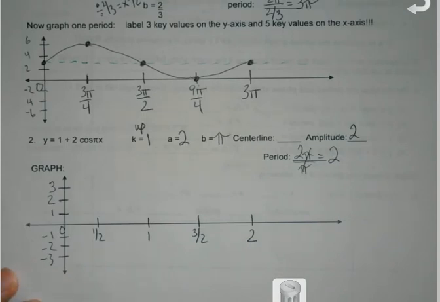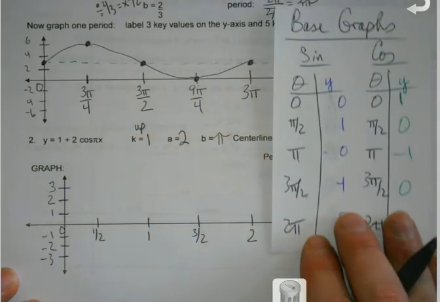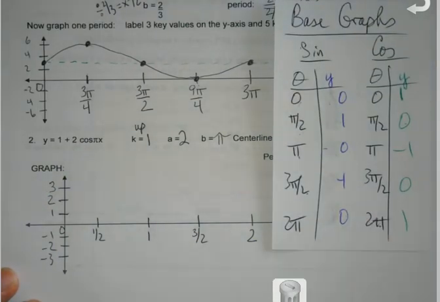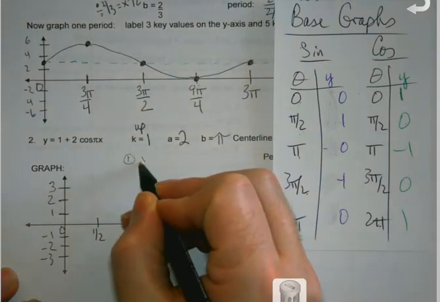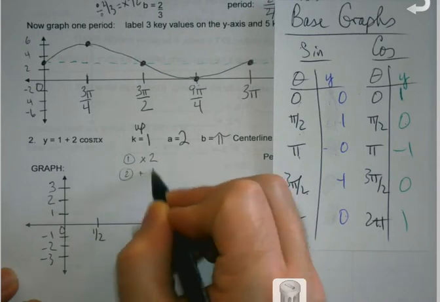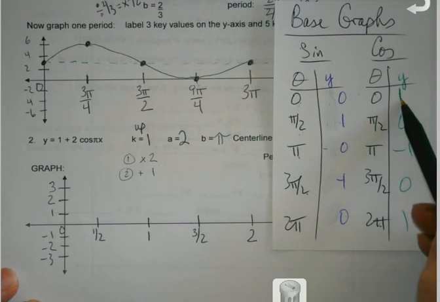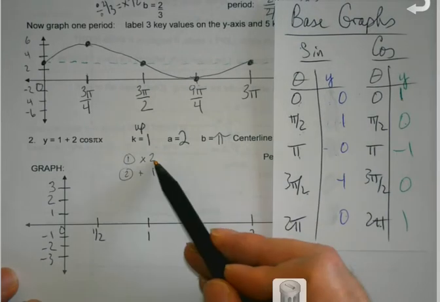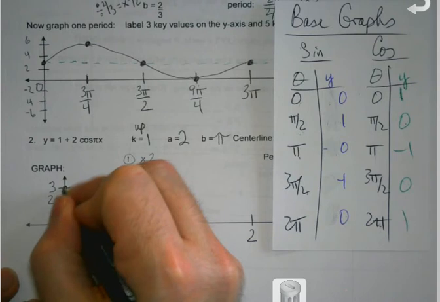So now, I think about cosine for a minute and its base graph. Cosine normally starts at 1. So I have 2 steps I'm going to do with each of these. I'm going to multiply the y value by 2, then I'm going to add 1. Okay, so at 0, my y value is 1. Multiply it by 2 gets me to 2. Add 1 gets me to 3.